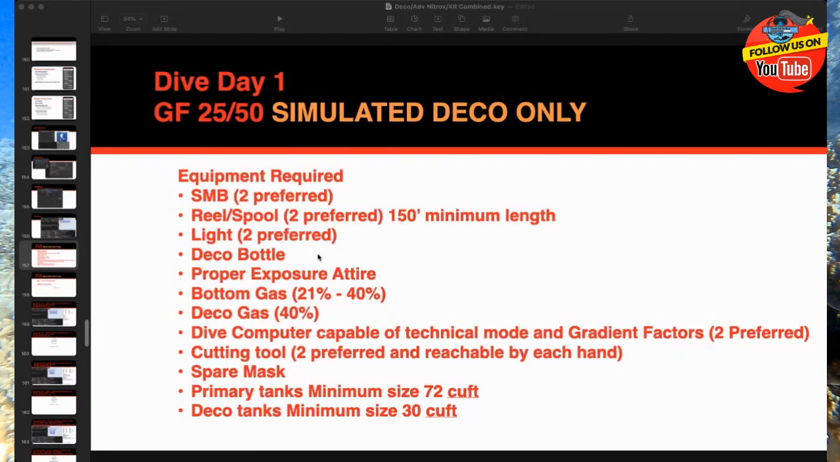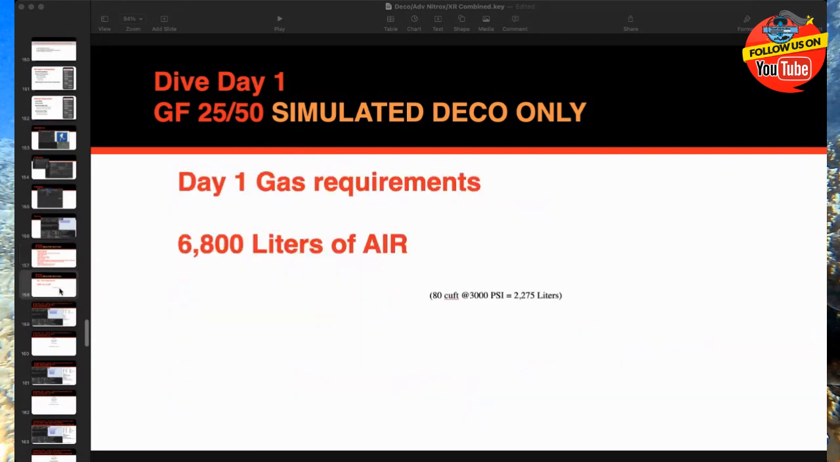You will need a light. Two are going to be preferred. You're going to need a deco bottle, proper exposure requirement. A bottom gas is going to be 20. You can run your back gas at 21 to 40%. Your deco gas should be up to 40%. You're going to need a diving computer capable of technical mode with gradient factors. Two diving computers are preferred. A cutting tool, a spare mask. Primary tank must be a minimum of 72, and your deco bottle must be a minimum of 30. So day one dive is going to be a simulated deco only, and we're going to be using 25/50 as our gradient factor.